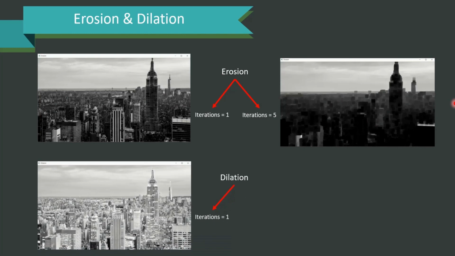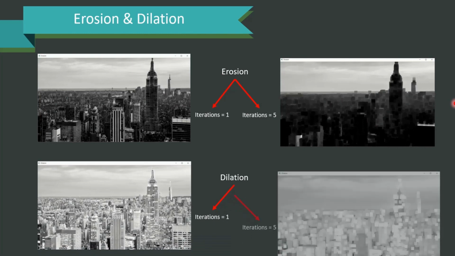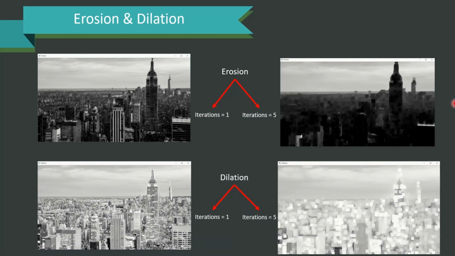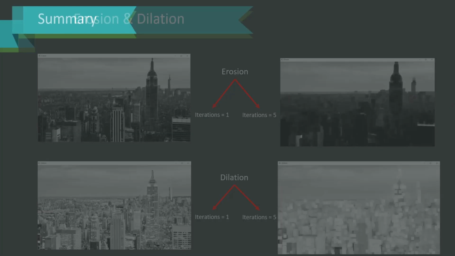The dilation is presented right now. During the first iteration, you get the dilated image like this. And after the 5th iteration, you get a dilated image like this. All these are done with a simple piece of code that we have shown you in the previous slide.